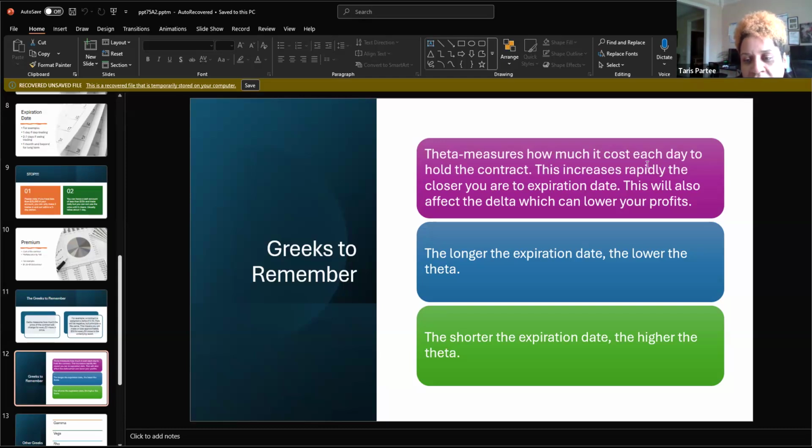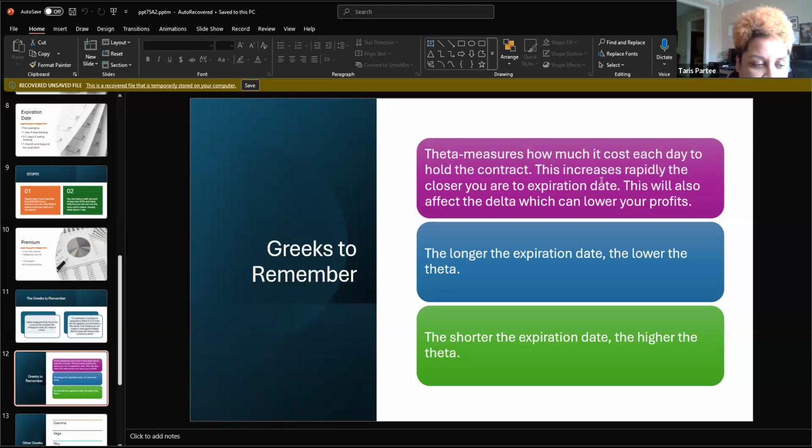Okay. So this increases rapidly the closer you are to your expiration date. This is why I say when you get those 1 to 2 year contracts, your theta is really slow. It's only maybe $1 a day. It's not a whole lot of money that you are expending on that contract. But you're making money because of the length of that contract.